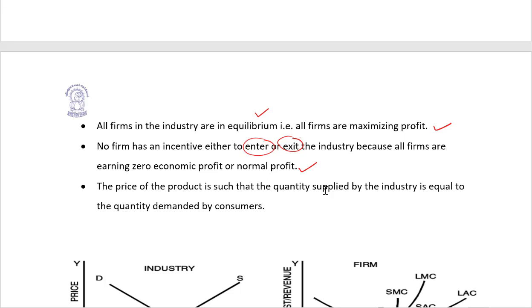All the firms of the industry in the long run are enjoying what? Normal profits only. The third condition: the price of the product is such that the quantity supplied by the industry is equal to the quantity demanded by the consumers. I believe you understood all the three conditions.